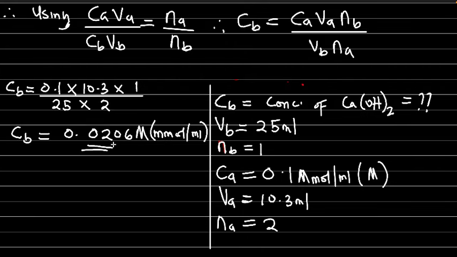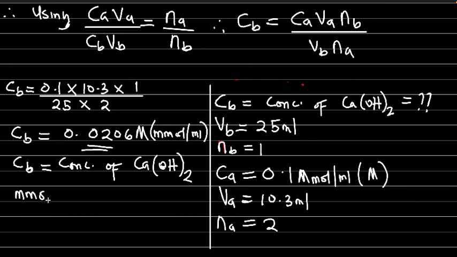Now, let's do something. They did not ask us this. Recall that CB is the concentration of calcium hydroxide. But what they are asking me is the millimole of OH minus. So we've gotten the concentration of calcium hydroxide, but remember they asked us to solve for the millimole of OH. So what we're going to do first is to convert the concentration of this calcium hydroxide to millimole first. Then we will use our mole ratio to get that of the OH.